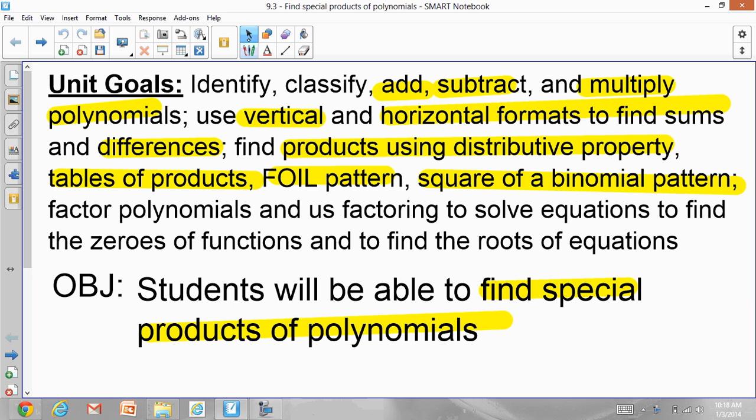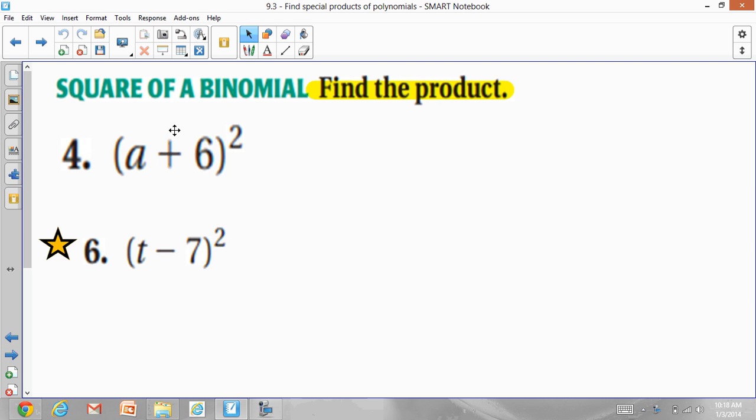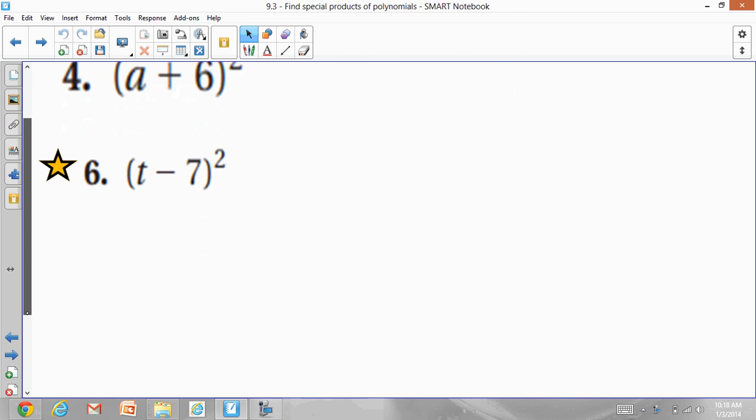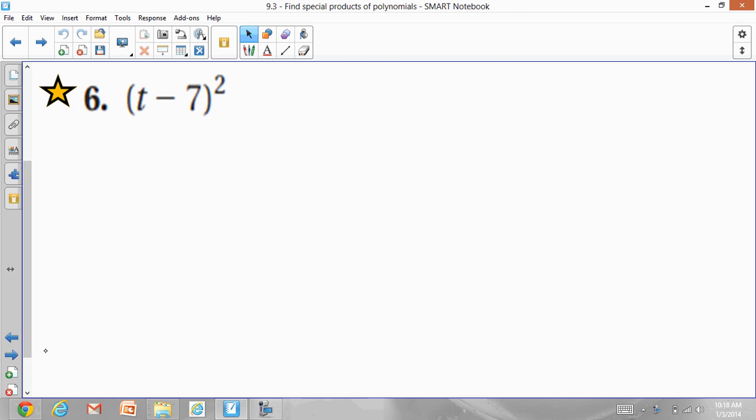In your notebook, write today's date, 9.3, find the special products of polynomials. The square of a binomial, find the product. So copy question number 6. The first common mistake that I have seen students make is that they usually apply the 2. Please do not do that.